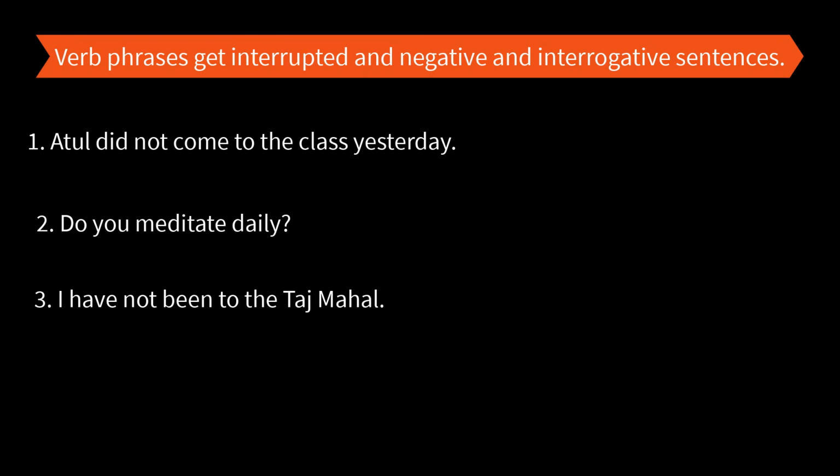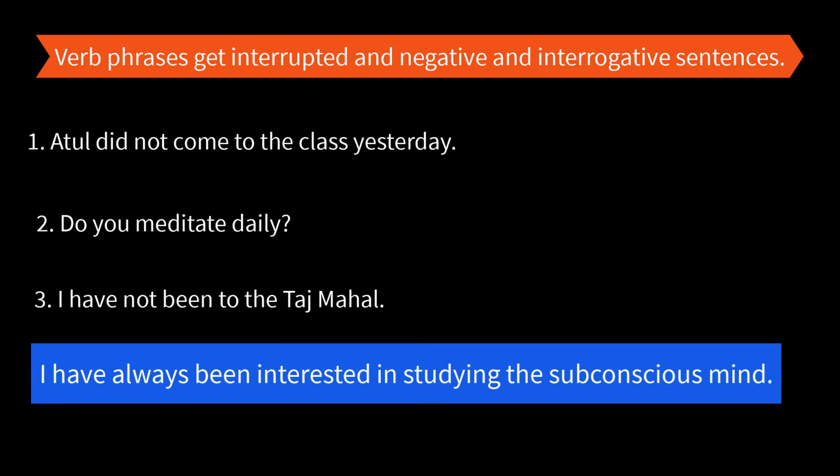And sometimes it also gets interrupted by an adverb. Let me give you an example. I have always been interested in studying the subconscious mind. Here in this example, our verb phrase is have been, which is getting interrupted by the word always, the adverb always. Have been is the verb phrase. Always is an adverb which is coming in between the phrase have been. So have been is the verb phrase here.